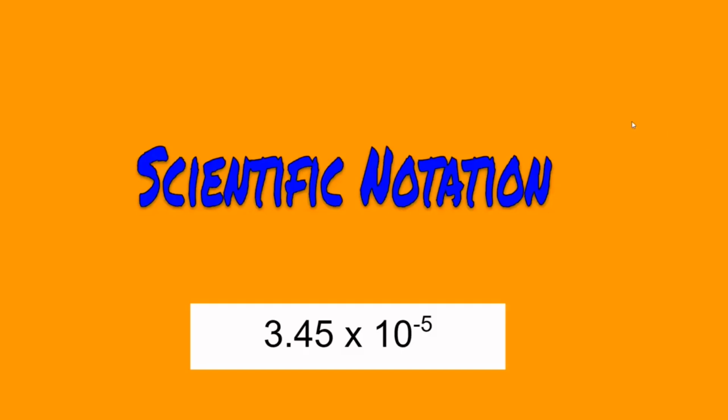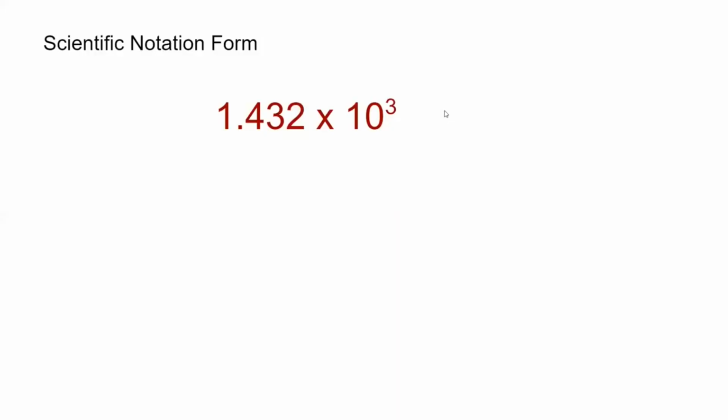In this video, I'm going to talk about scientific notation. Scientific notation is just a more convenient way of communicating really small or really large numbers. Here's an example.